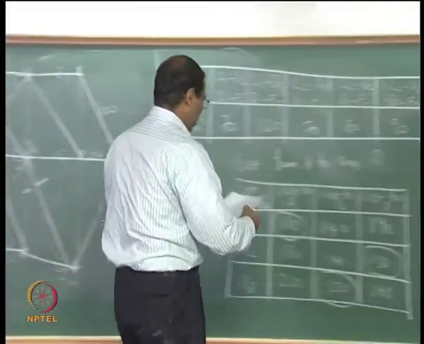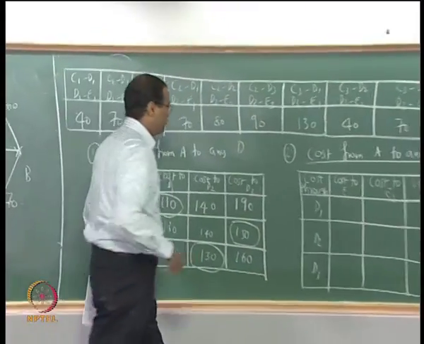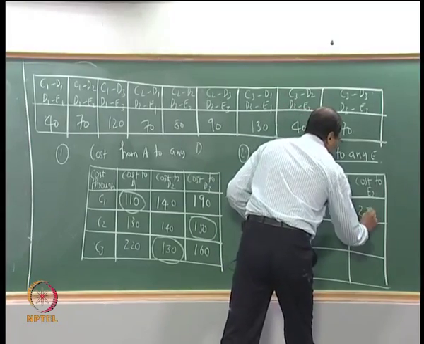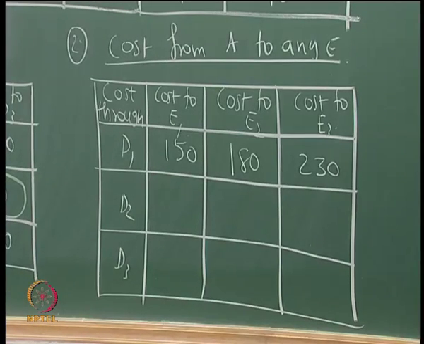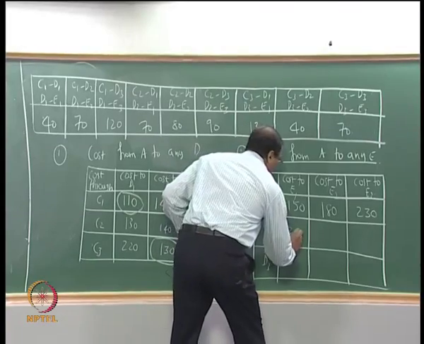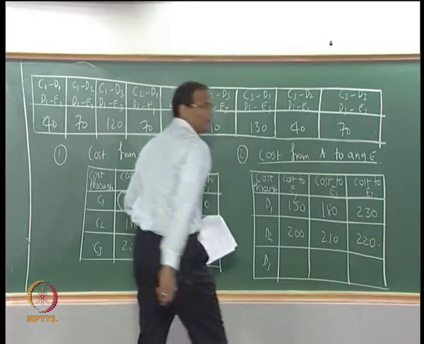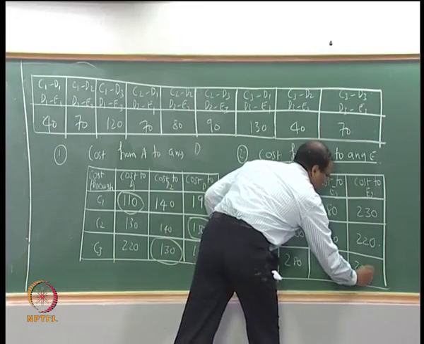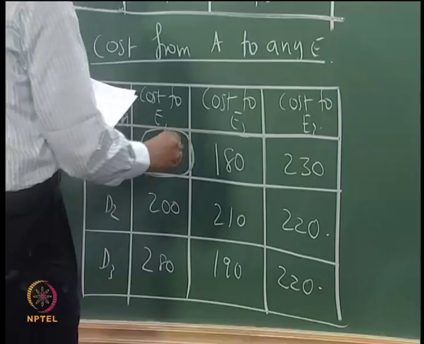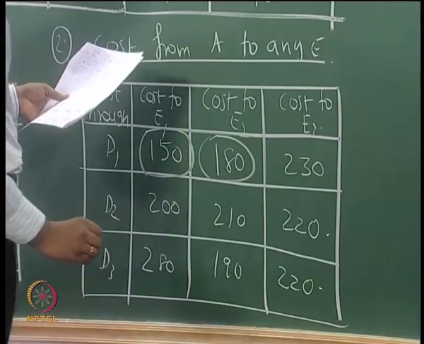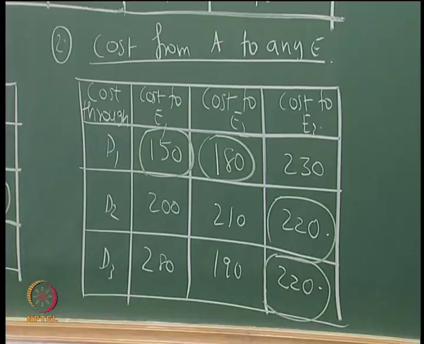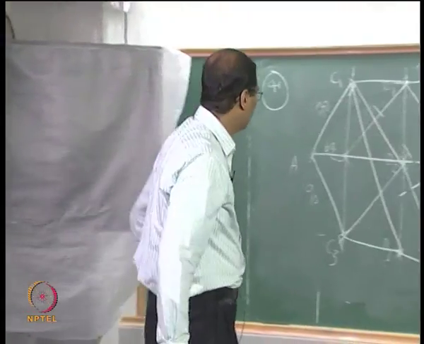So now D1 to E1, 110 plus, good, 150, 150, 180, 230. Rajesh, you got it? Second one, 200, 280, okay. Here it is 180, here we may have 2. Okay.